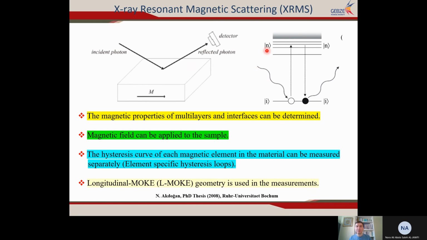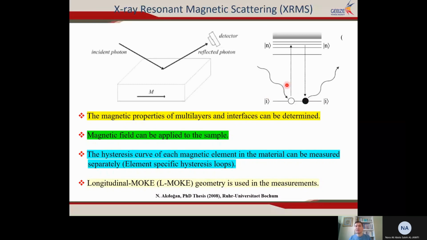In this type of method, we have an incoming X-ray beam, and here we have an electron in a certain orbit. If the energy of the incoming X-ray photon is higher than the binding energy of the electron in this orbit, then it can be excited, and another electron will drop to this level. Then the atom will emit electromagnetic radiation, fluorescence X-ray, and this will be detected by the detector. So this is the main mechanism of X-ray resonant magnetic scattering.